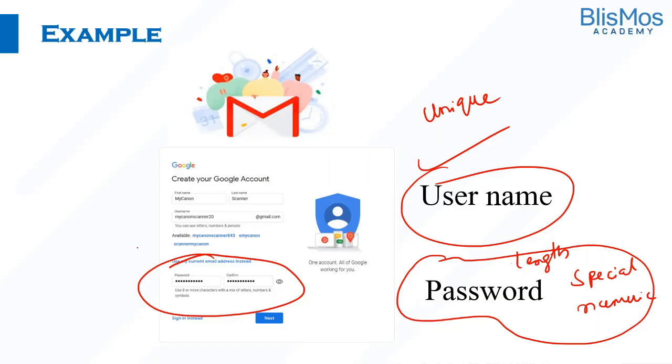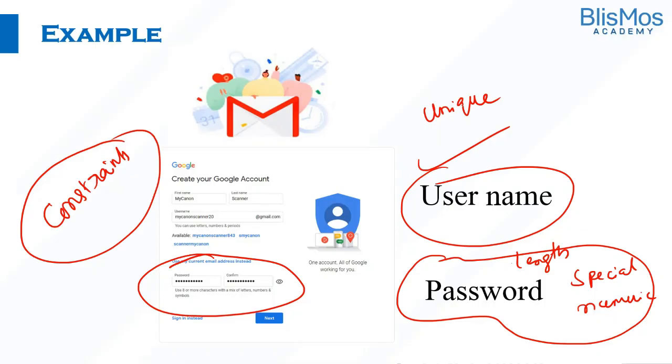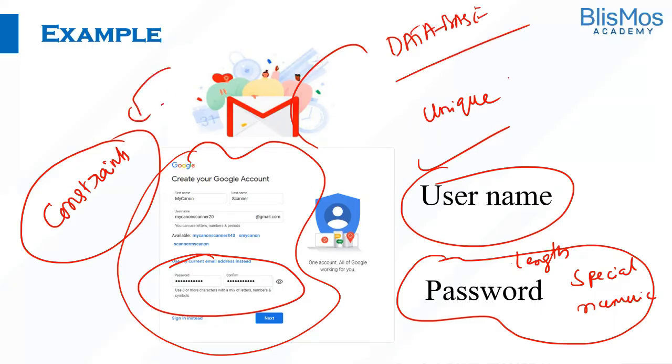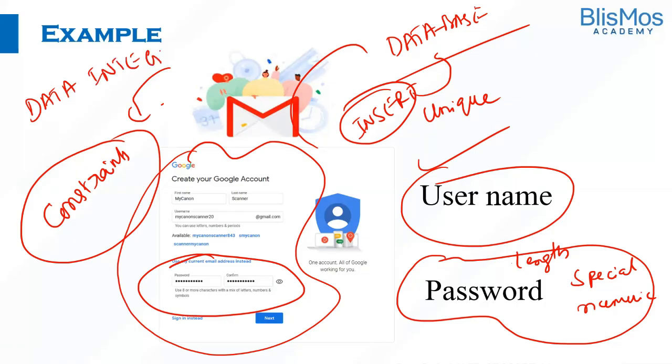If you observed, I said constraints, right? So where is this constraint coming from? If you think of it, Gmail would be storing their user details as a part of their database. So they are imposing the constraints before we insert the data. Means basically before we provide the data which will be inserted into the database maintained by Gmail. These constraints come as a part of data integrity.